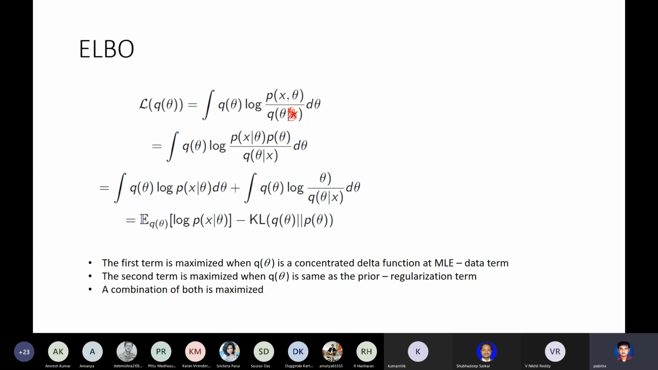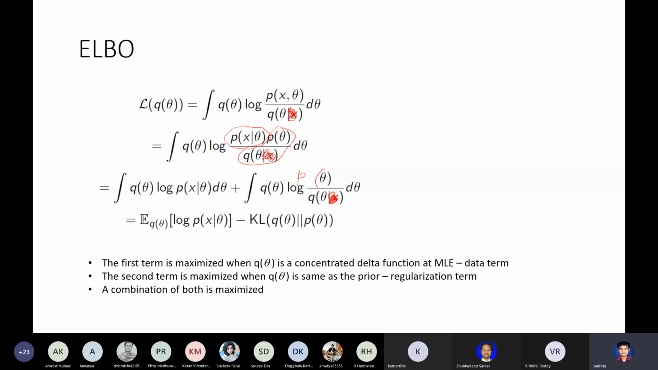All right. So let us expand this joint distribution p(x, theta) into p(x given theta) into p(theta). So now this is again a product of two parts: this part by this part into this part.